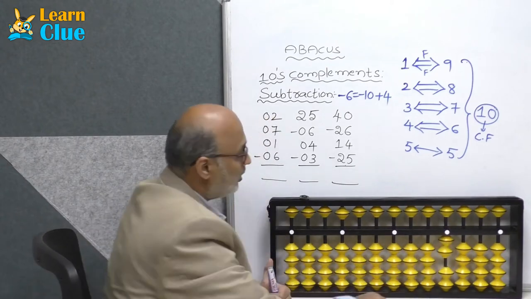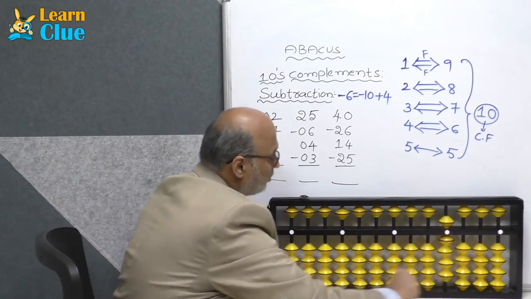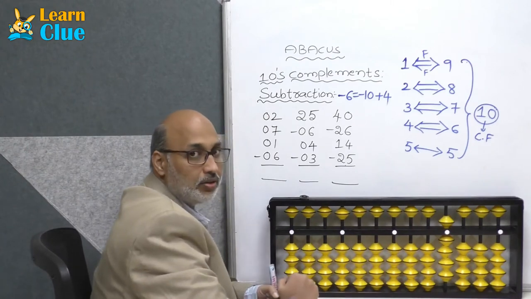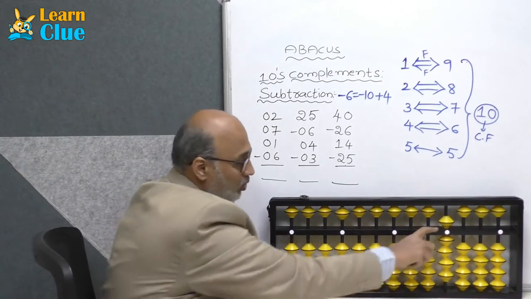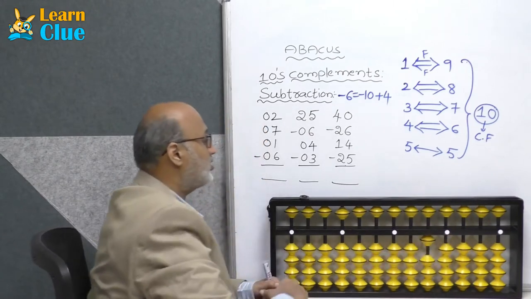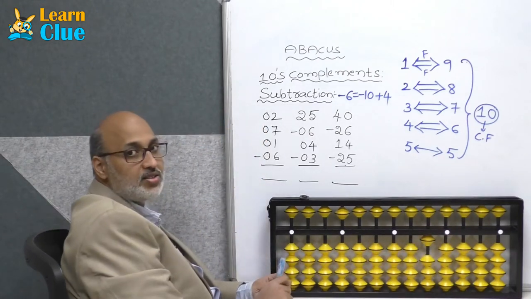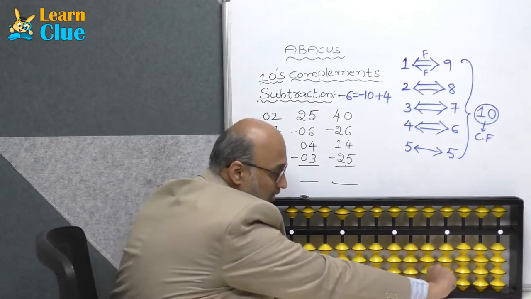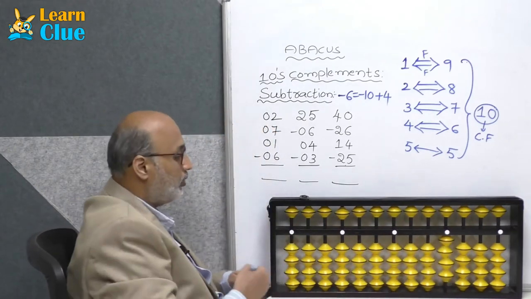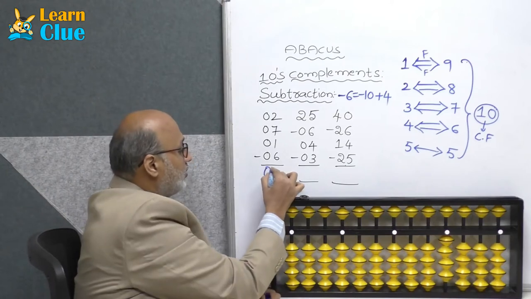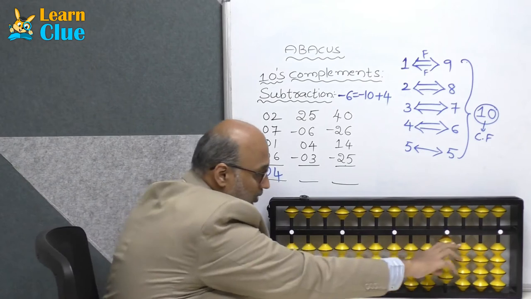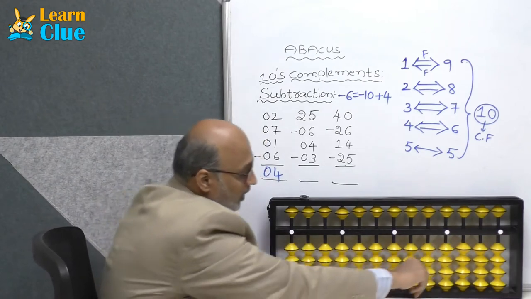2 plus 7 plus 1. How to do plus 1? Who is the friend of 1? 9. So minus 9 plus 10. Now they are asking minus 6. Who is the friend of 6? 4. So minus 10 plus 4. Now tell me, what is the answer? Answer is 4.